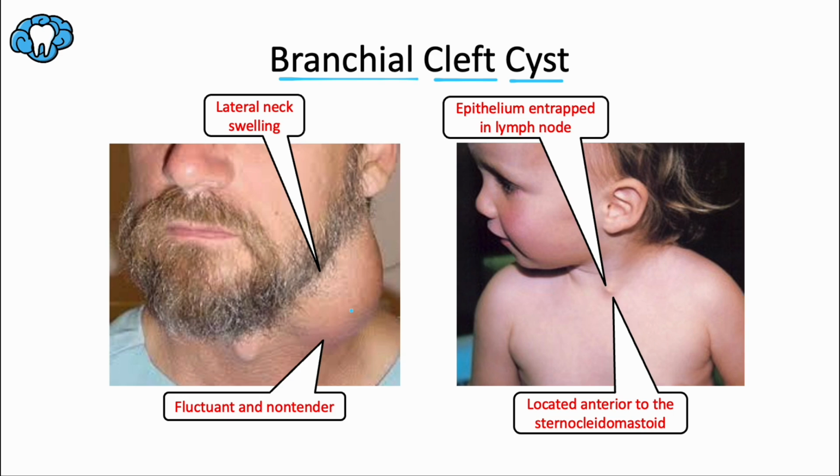These lateral neck swellings or bumps are fluctuant, which means they're movable and compressible, and non-tender. They are also the most common congenital neck mass. These lateral cervical cysts also occur just anterior to or along the anterior border of the sternocleidomastoid muscle. It's a very specific location, and keep this in mind when we get to 2 slides from now. This will be a very important identifying feature.